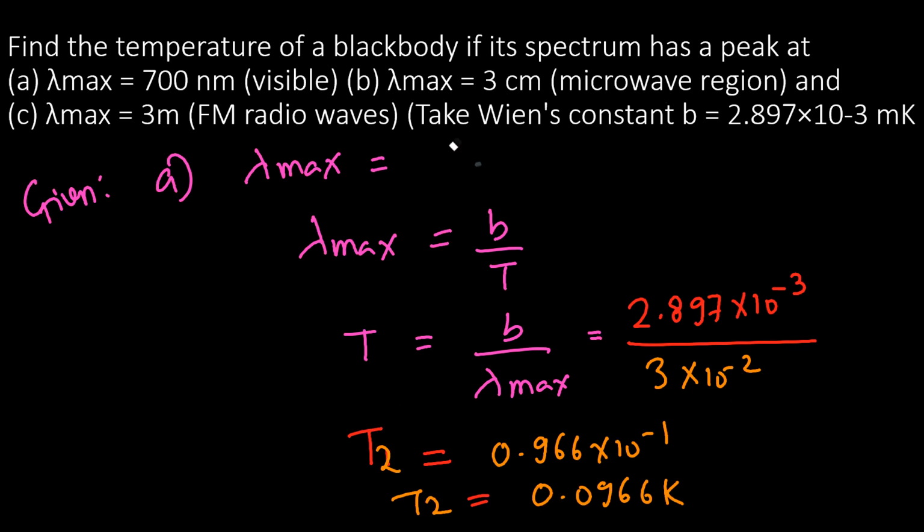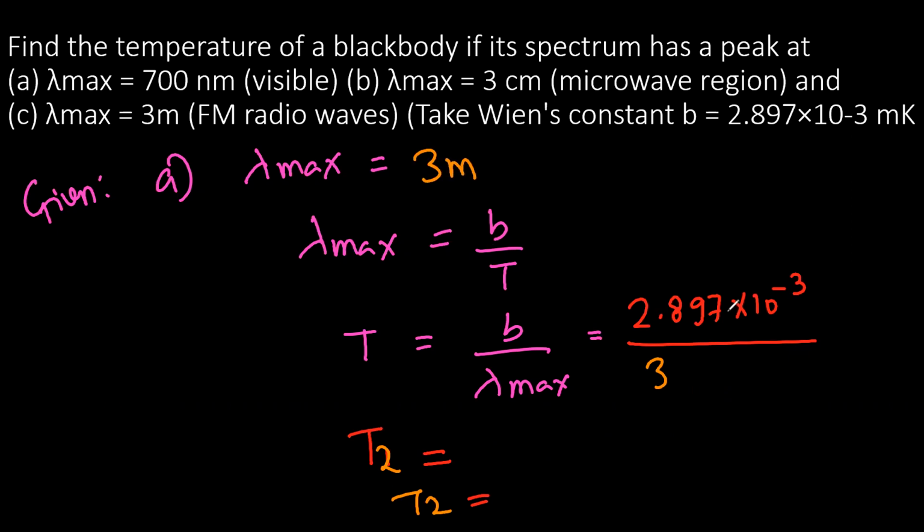Let's go for the third one. The third one is 3 meters, so no need to change anything. If you just divide 2.897 by 3, you will get the answer very clearly. It will become 0.966. Same answer, because you have 3 into 10 raised to minus 2, just 10 raised to minus 3. So T3 is the same, 0.966 into 10 raised to minus 3 Kelvin.